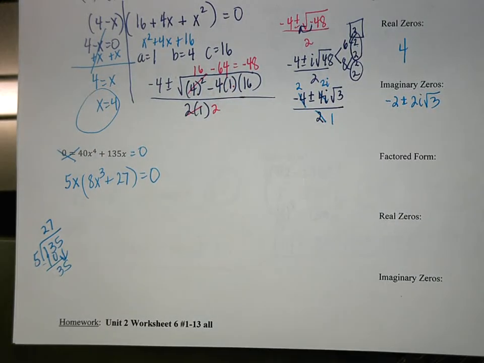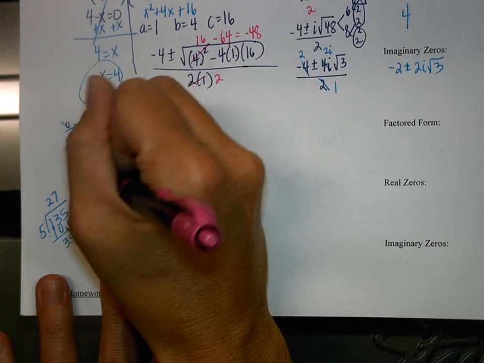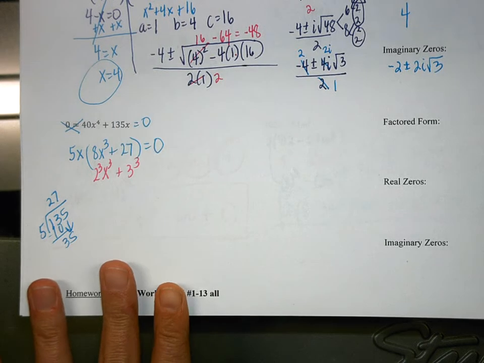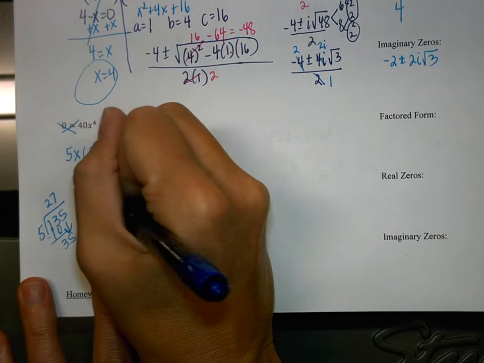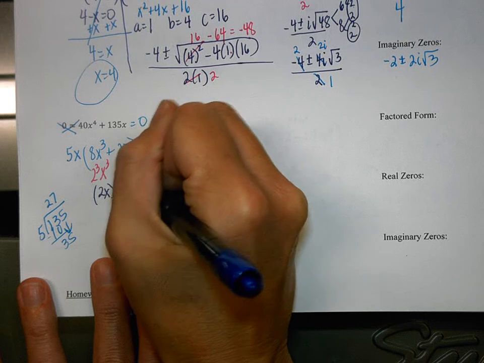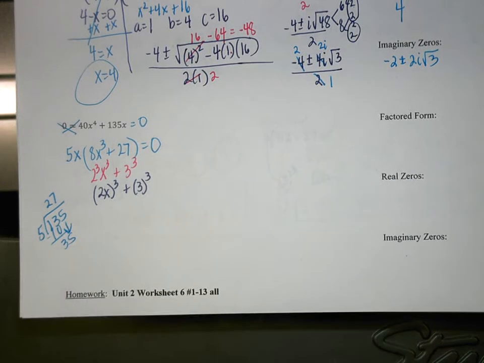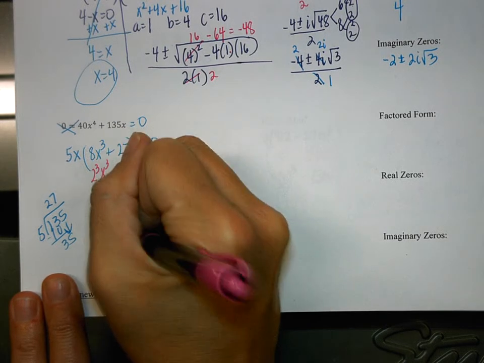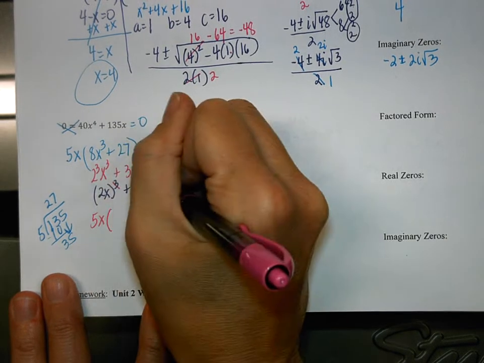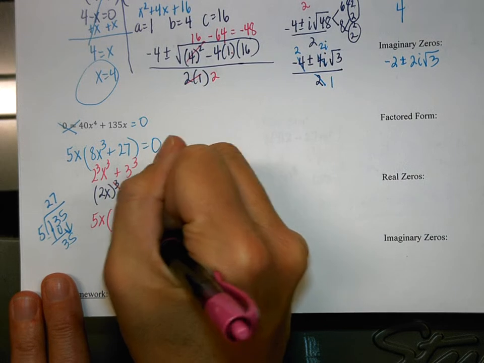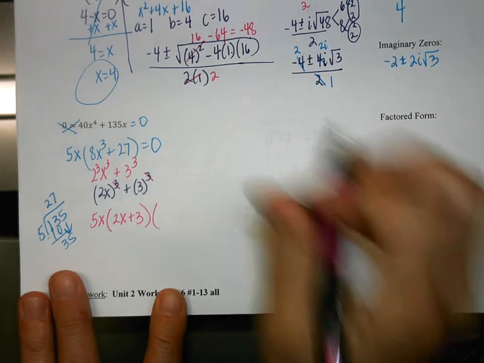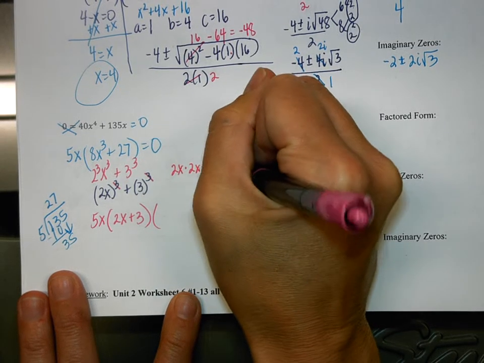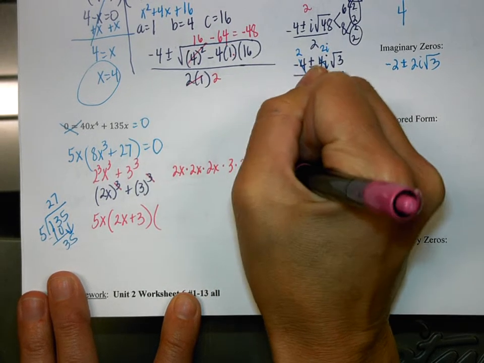Next, we're going to set up our cubes. So here we have 2 cubed, x cubed plus 3 cubed. We're going to rewrite those with our parentheses. So I have 2x cubed plus 3 cubed. When I start factoring now, I end up with my 5x still in front. My first parenthesis is everything without the cubes, and so that is 2x plus 3. In order to get the next parenthesis, we write out our cubes, so that's 2x times 2x times 2x, and 3 times 3 times 3, and then you pair them.